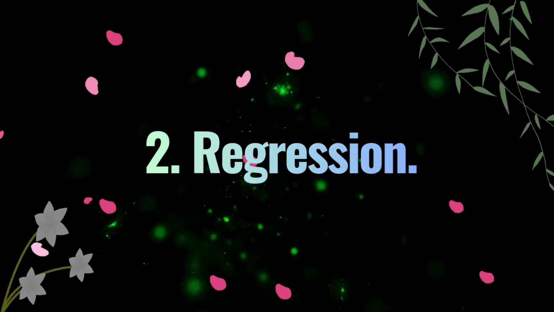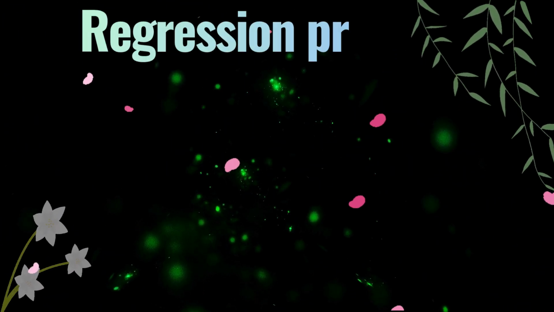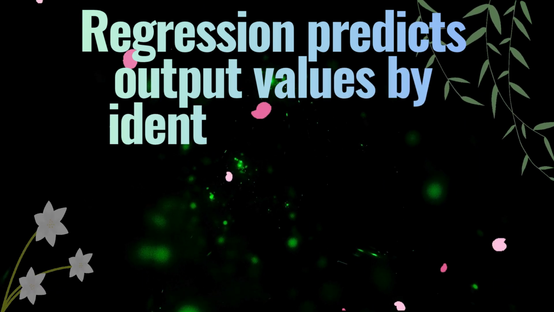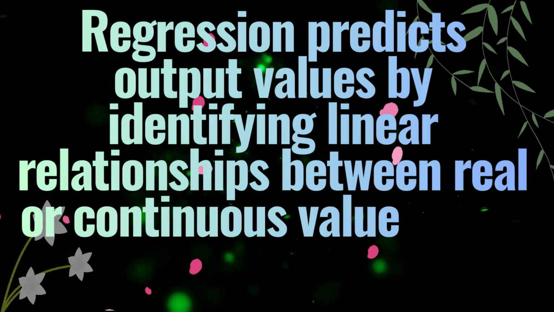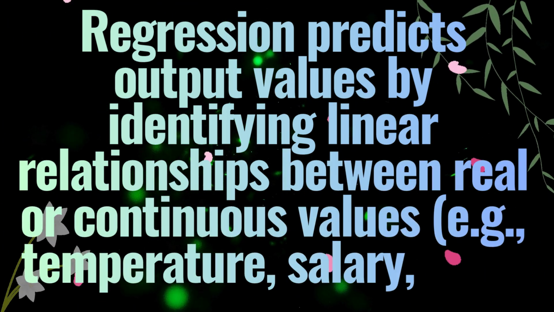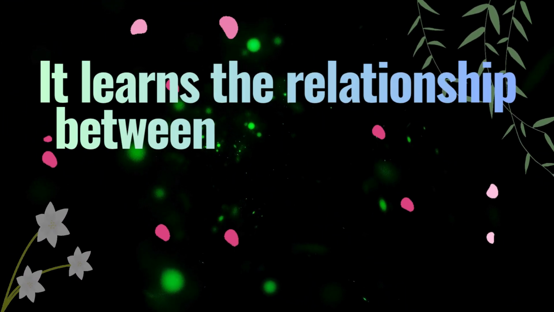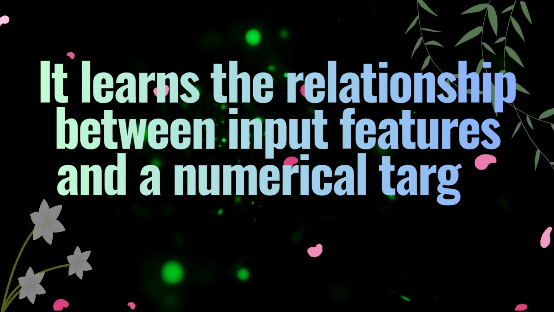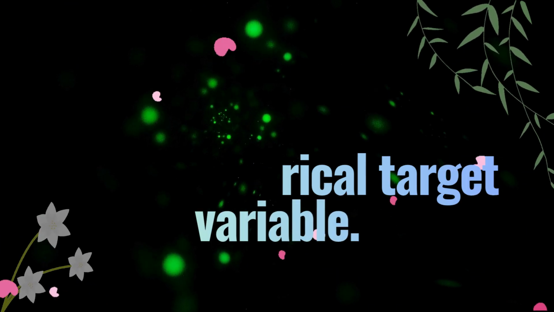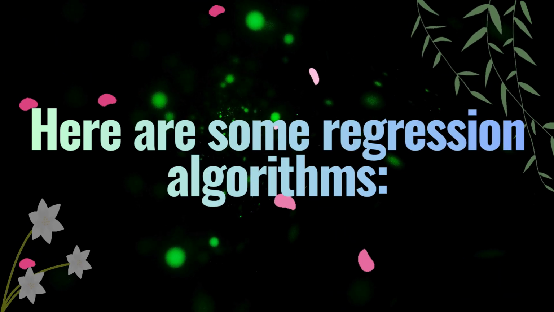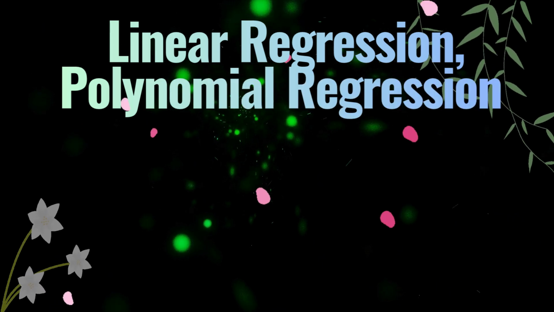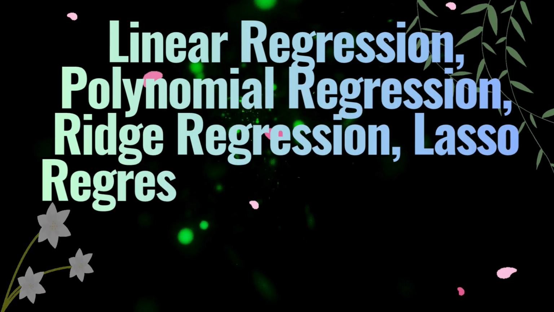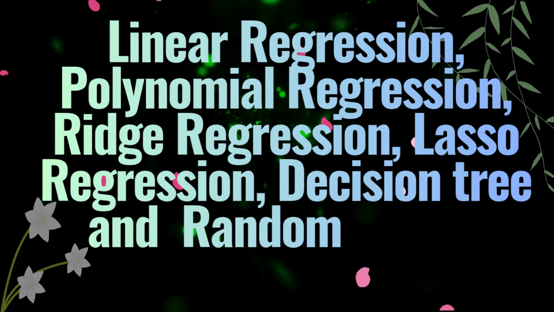2. Regression. Regression predicts output values by identifying linear relationships between real or continuous values, for example, temperature, salary, etc. It learns the relationship between input features and a numerical target variable. Here are some regression algorithms. Linear regression, polynomial regression, ridge regression, lasso regression, decision tree, and random forest.